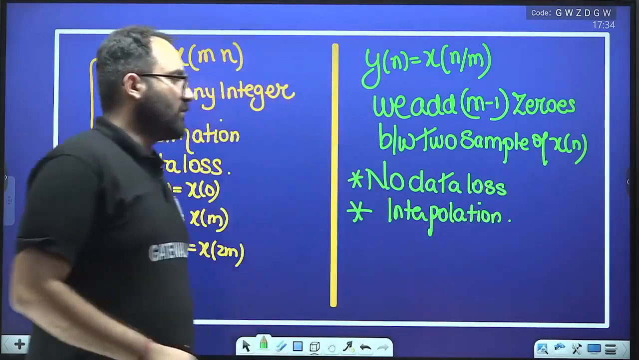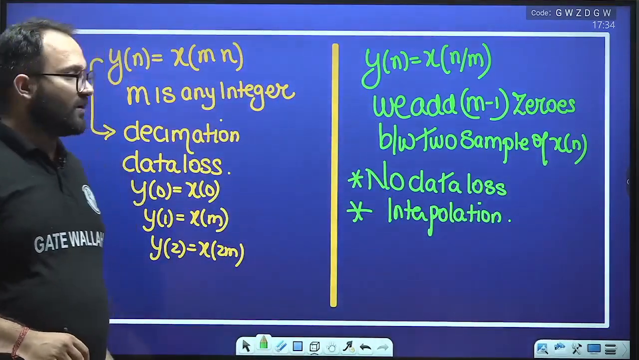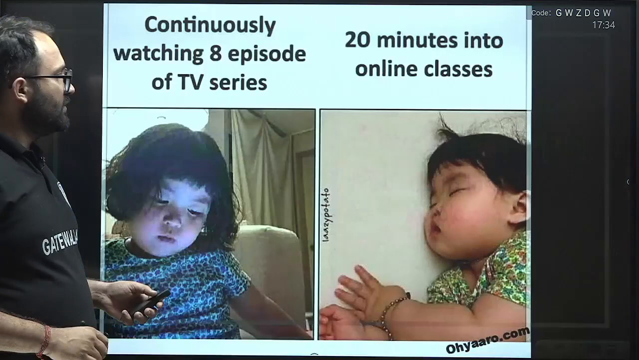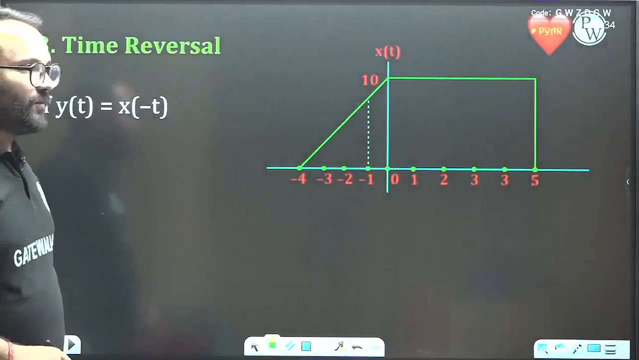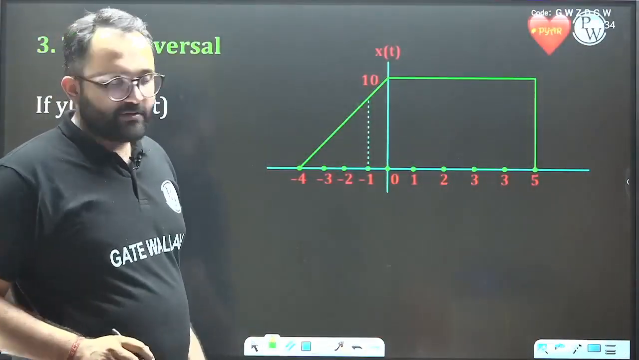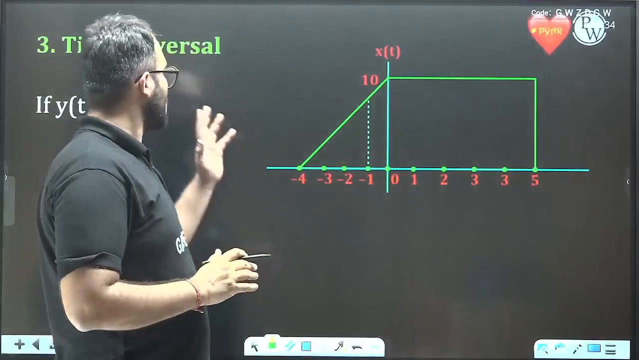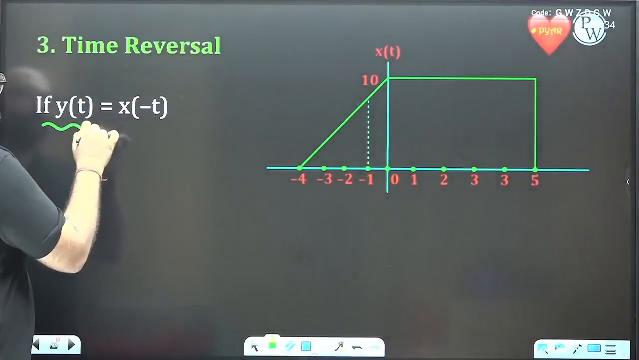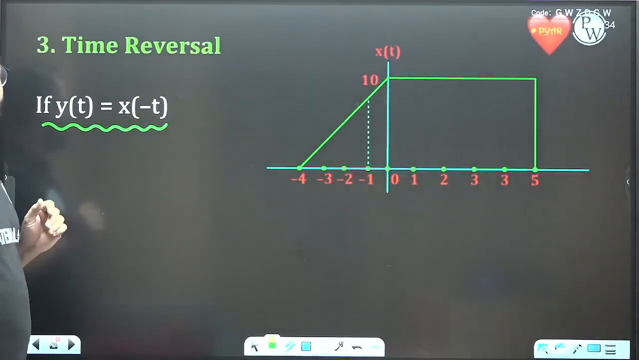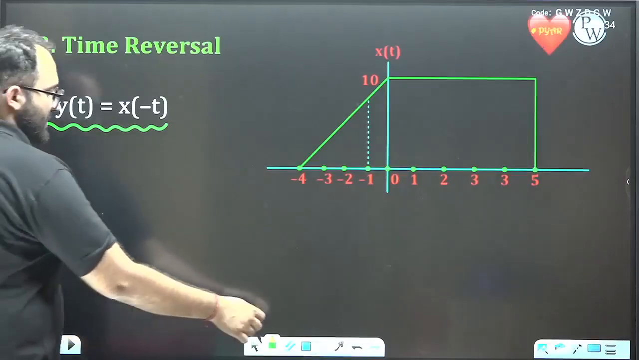This process is called interpolation. I hope all of you are able to understand these processes. Now let's come to the last point, that is time reversal. Time reversal means, for example, y(t) equals x(-t).